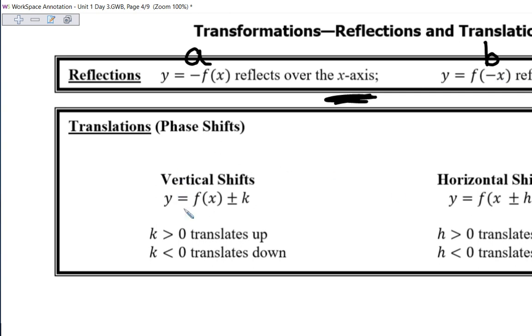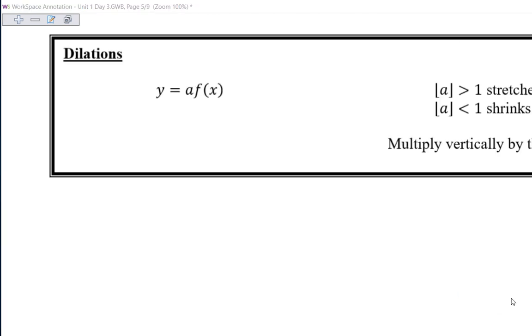Now these last two you're pretty familiar with. The plus or minus k, the k will move it up or down. So if you add a number to the back of the function, it translates it up. If you subtract a number, it translates it down. Now the h value, h stands for the horizontal shift, and it's the opposite of what you would think. So if it's a positive h, it moves it to the left, and if it's a negative h, it moves it to the right.